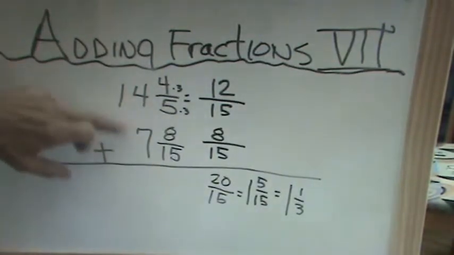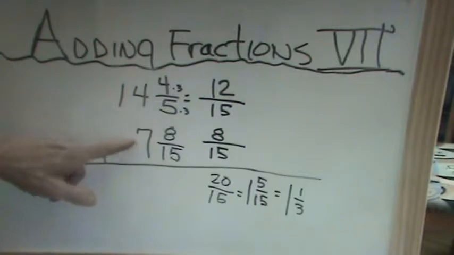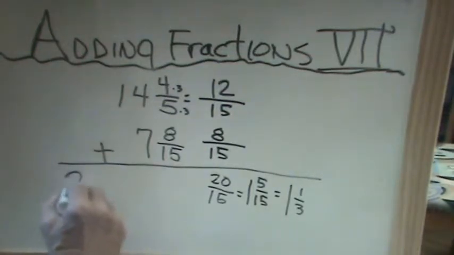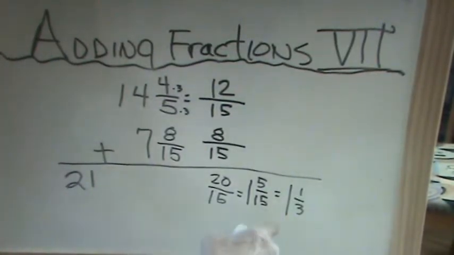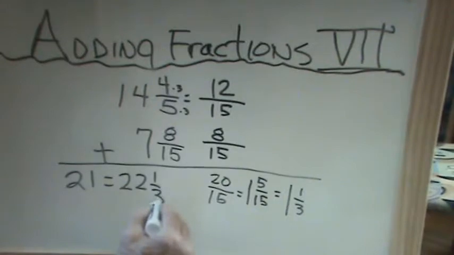Now I'm going to do the whole number part. Well, 14 and 7 gives me 21, and I have 1 and 1/3, so the answer would be 22 and 1/3.